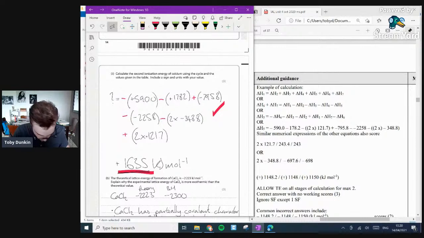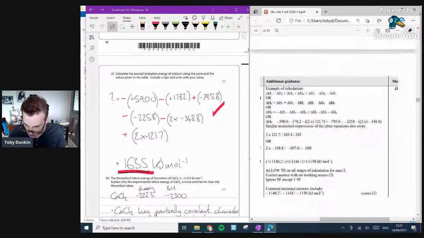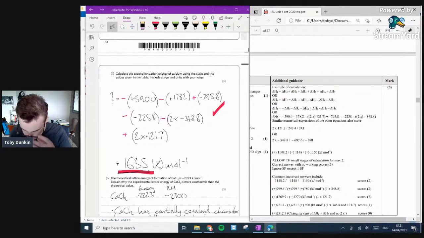I'm going to run that into my calculator and see if I get the answer they want. Minus 590, minus 178.2, minus brackets, 2 times 121.7, close brackets, yeah, plus minus 795.8, minus 2258, minus brackets, 2 times minus 348.8. And I now get their answer. Okay, 1150. Where am I different? That's my question. Where am I different?